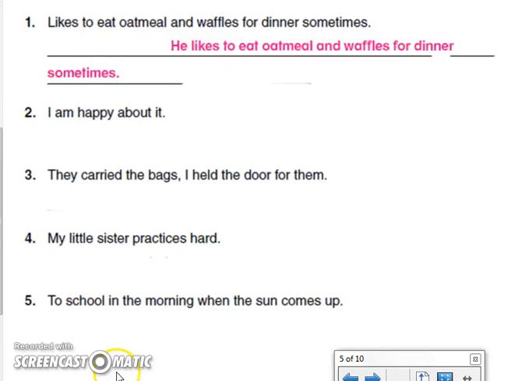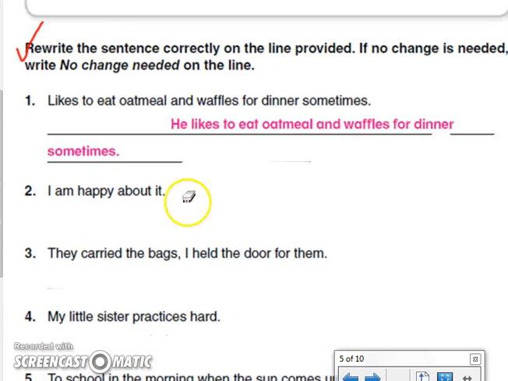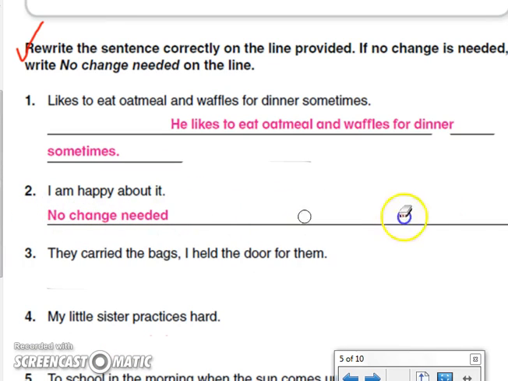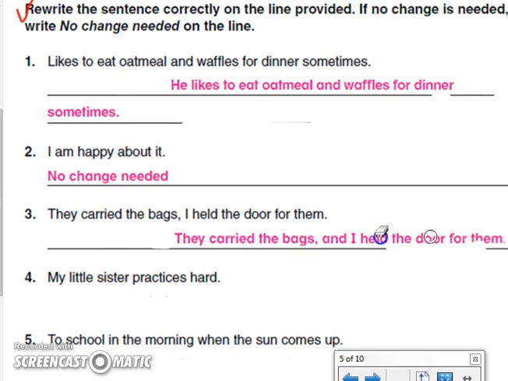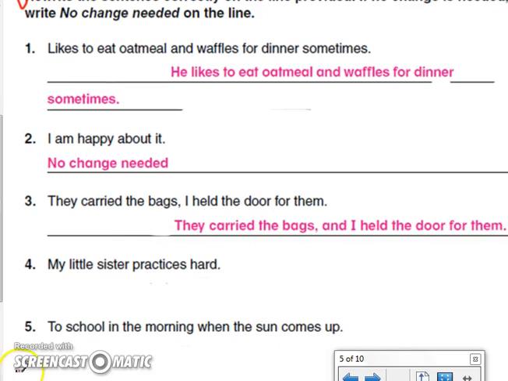All right, let's go ahead and check our answers here. I am happy about it. What do you think? No change needed. It's correct. It has a predicate and a subject. Am happy is the predicate. I is the subject. They carried the bags. I held the door for them. I need a conjunction and a comma, because I have 2 independent clauses.